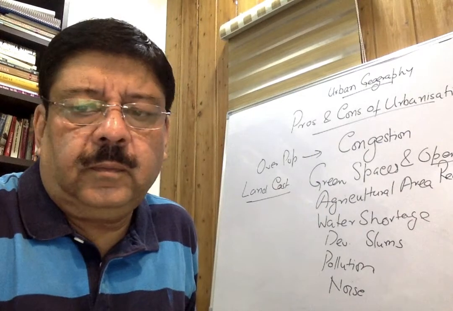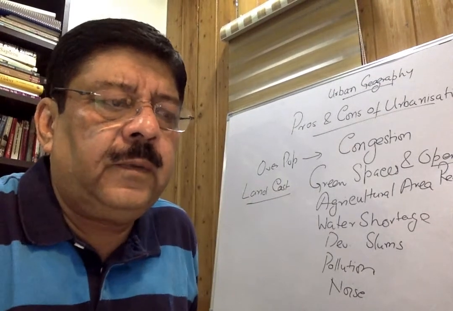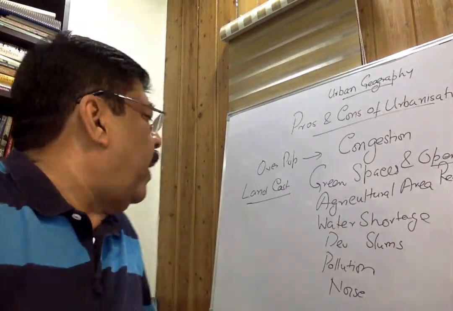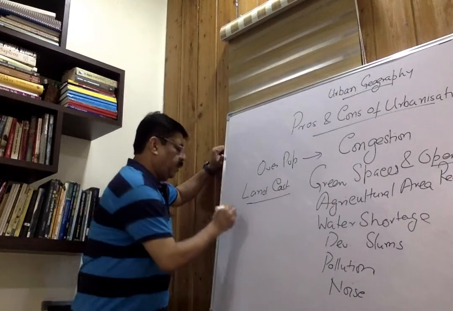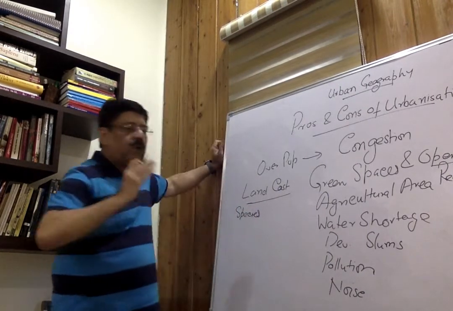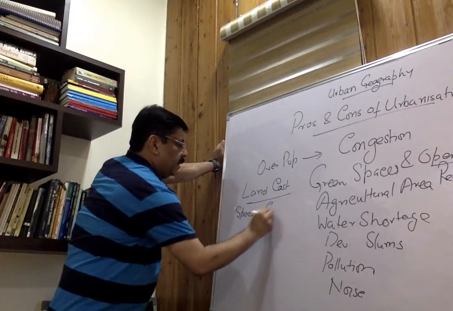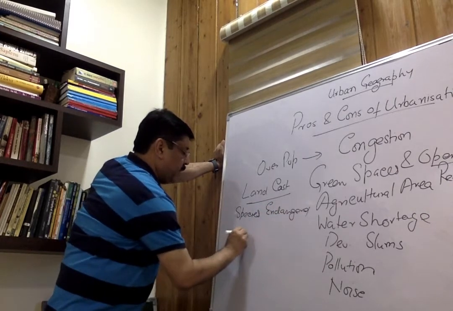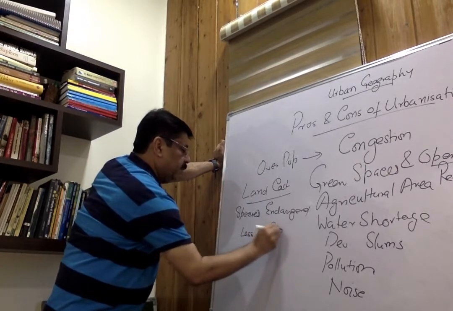Sir, it leads to endangered species. Yes, biodiversity is affected. Some species are becoming extinct because of encroachment of the urban area, the urban system. Some species are endangered. Yes, loss of biodiversity, loss of natural life.